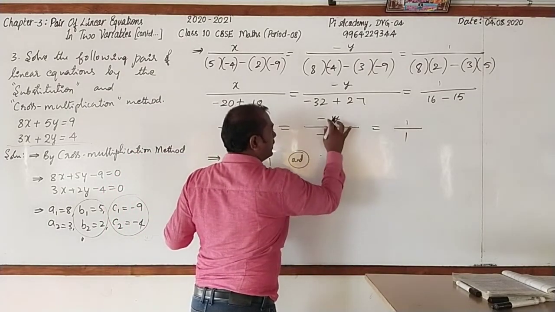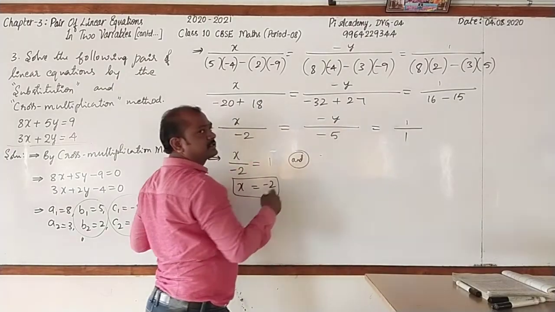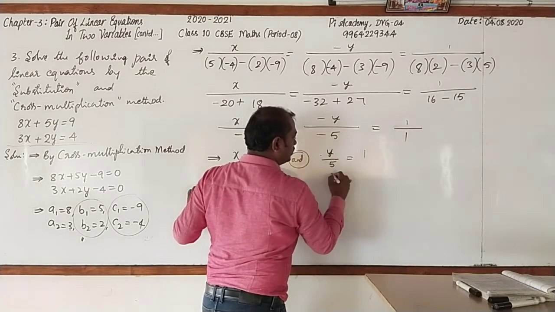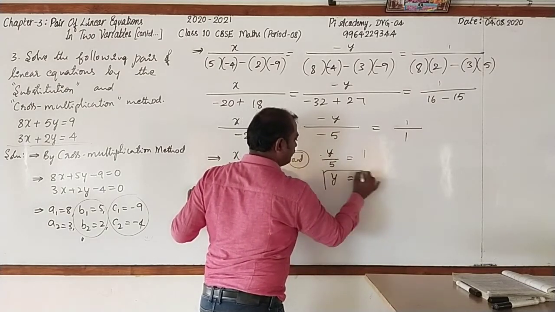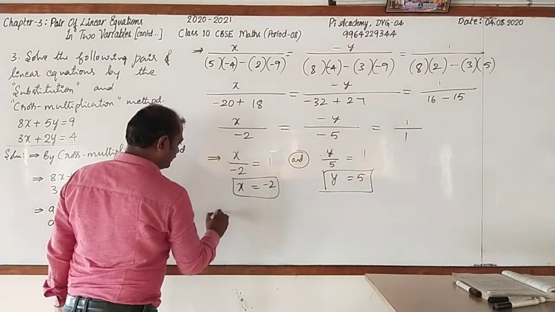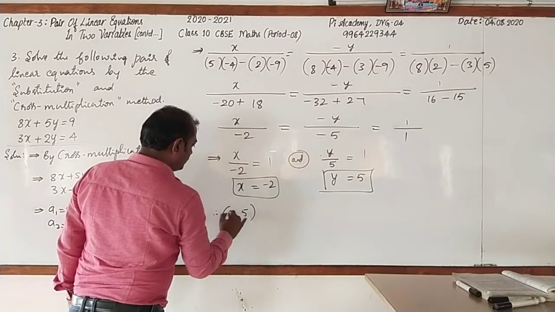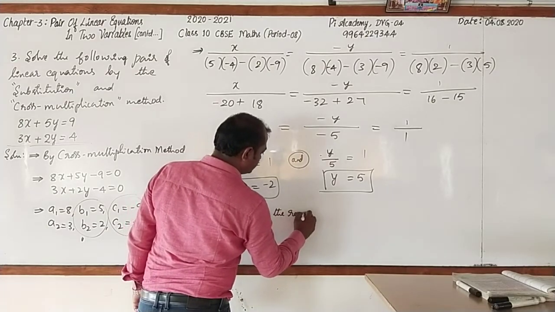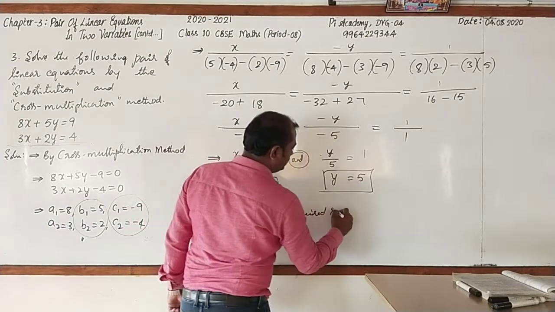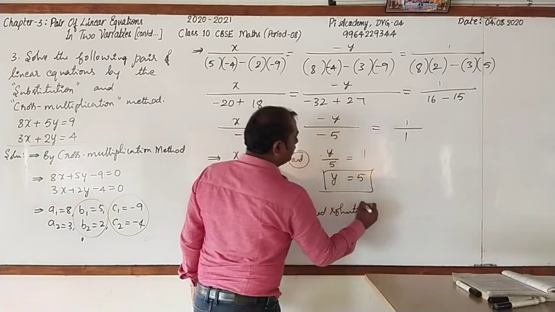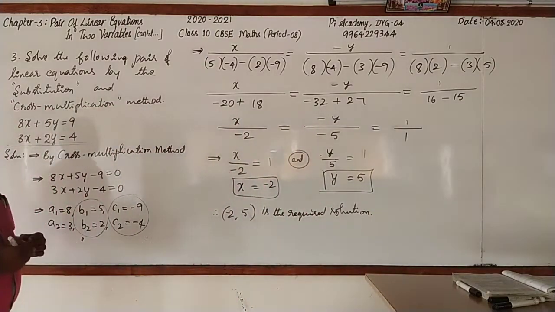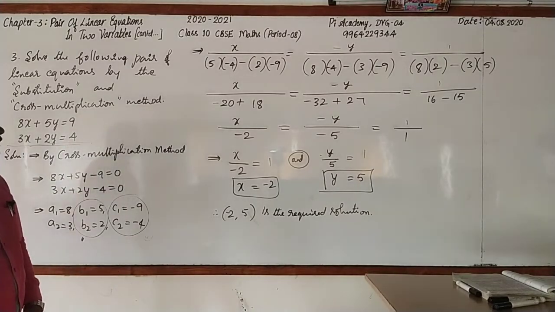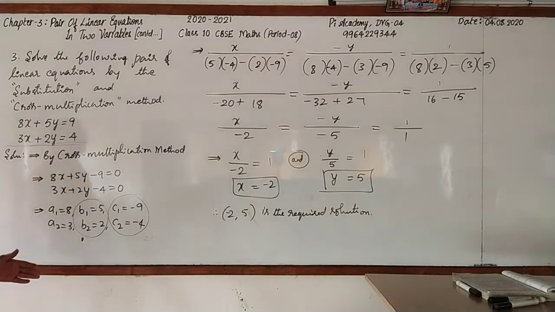Next, y term, minus y by minus 5. Minus and minus get cancelled. We'll get y by 5, which is equal to 1. Y equal to 5. Therefore, minus 2 comma 5 is the required solution. Even when you follow the elimination method, you will get the same. X equal to minus 2 and y equal to 5. Yes, hope that you have understood.